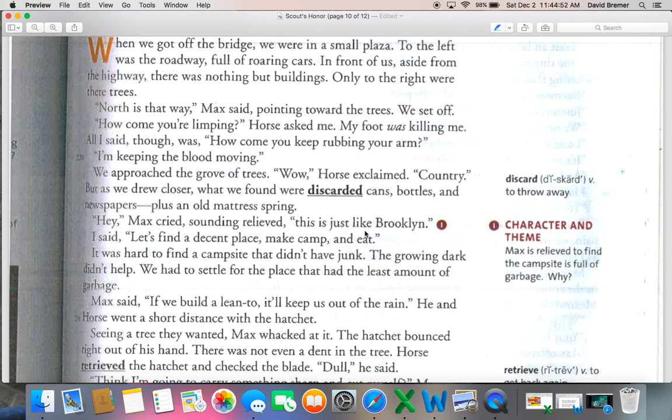So they find their campsite that they're going to is just full of garbage. And I think it's funny where Max says, hey, this is just like Brooklyn.